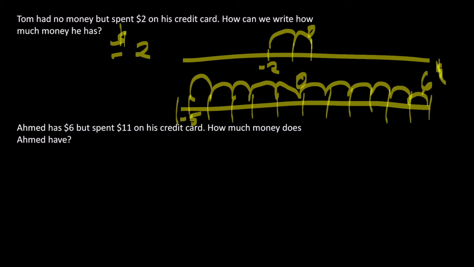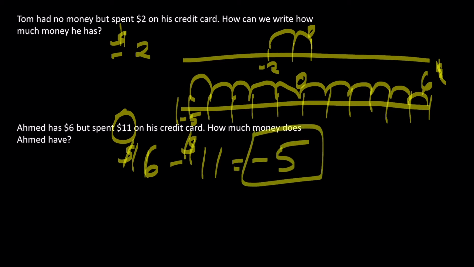Okay. And if we think about that, 6 plus 5 is 11, right? So that we've added up to there. So now we are at, so how we would write this is 6 minus 11 equals -5. And if I added 6 and 5 together, I would get 11, right? So I know that that is correct.